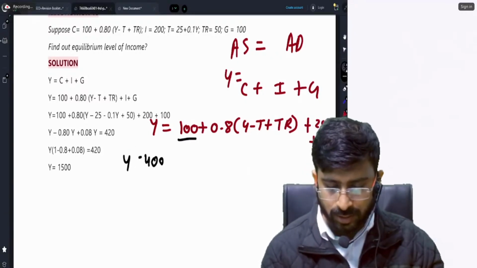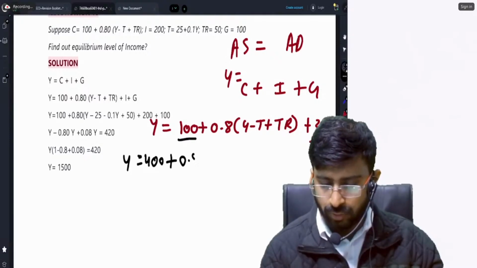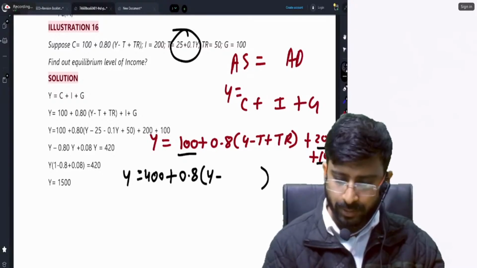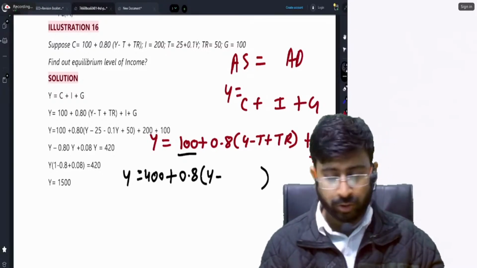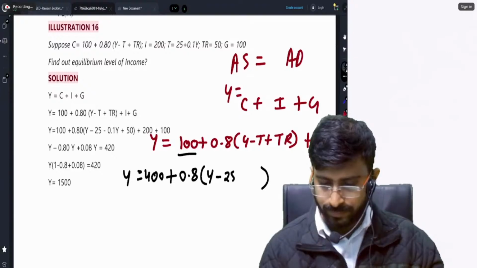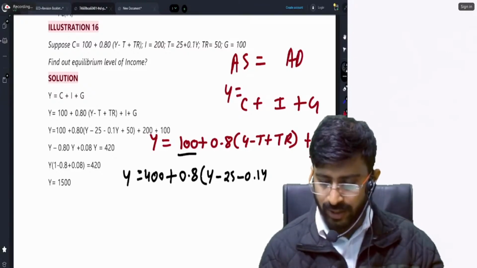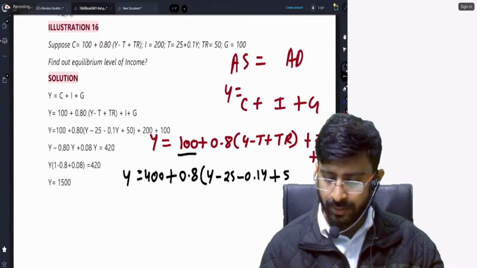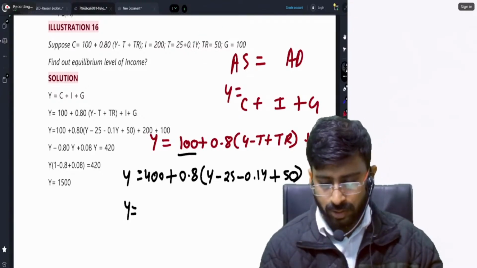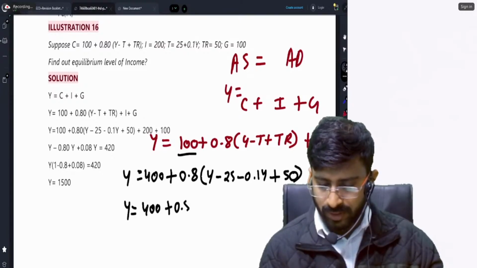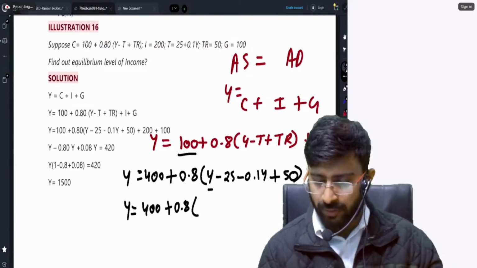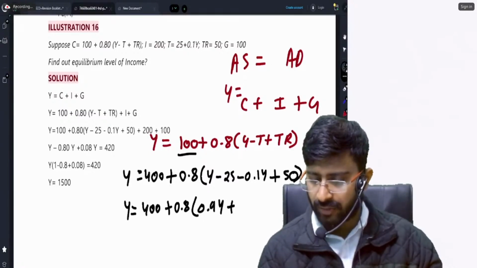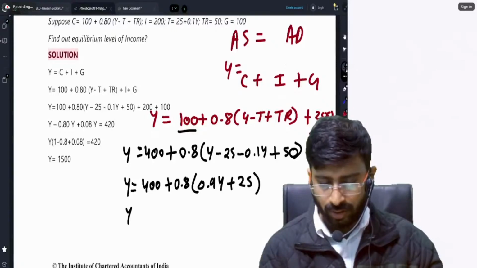400 is separated. And now you put the values for the respective variables, which is Y, as we have to find it out. T is 25 plus 0.1Y, so it will become minus 25 minus 0.1Y, and TR, transfer payment, is plus 50. Very good. So Y equals 400 plus 0.8(Y minus 0.1Y, which is 0.9Y), and 50 minus 25 is plus 25.